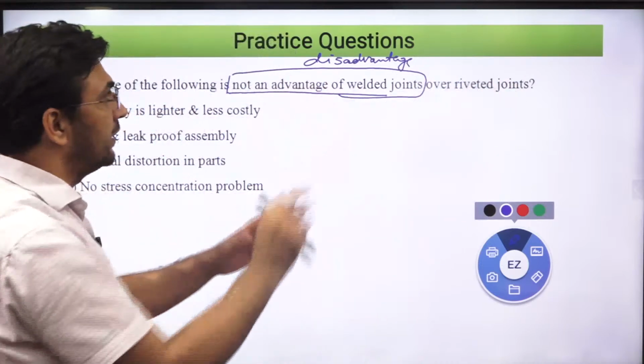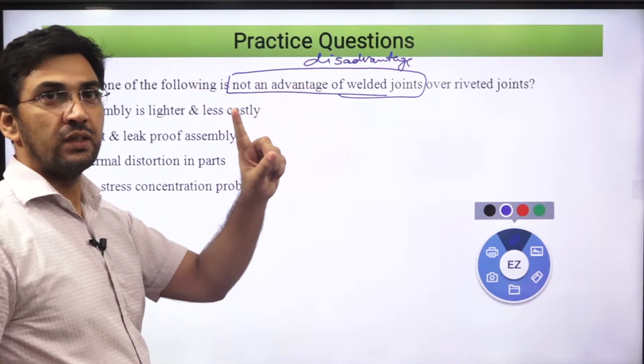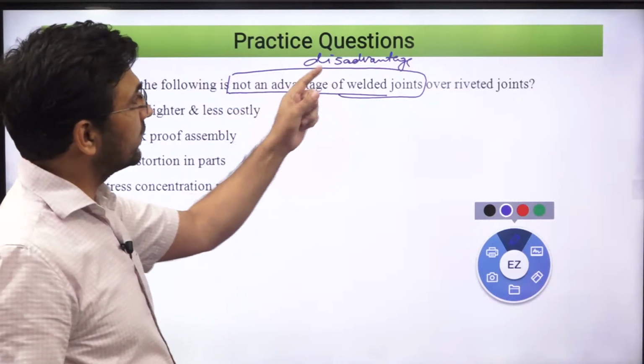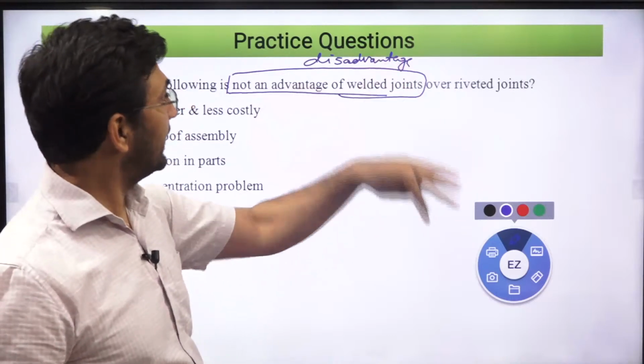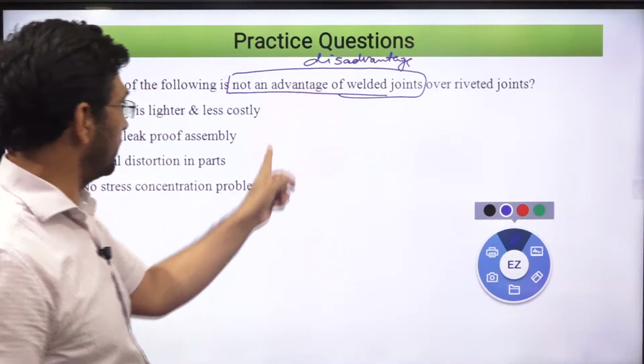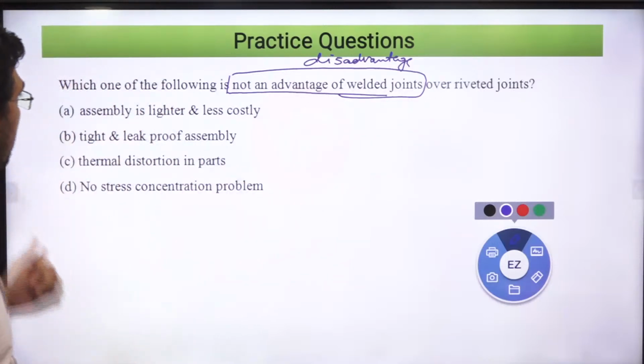Or indirectly, there are going to be three options. He's asking for the one disadvantage. So he's asking that you just identify three advantages of welded joints over riveted joints among the options. So okay, let's come to this.